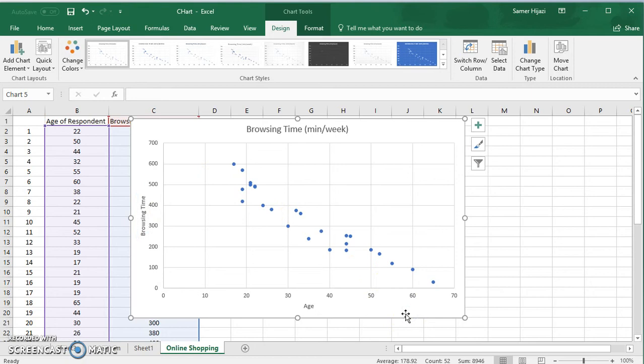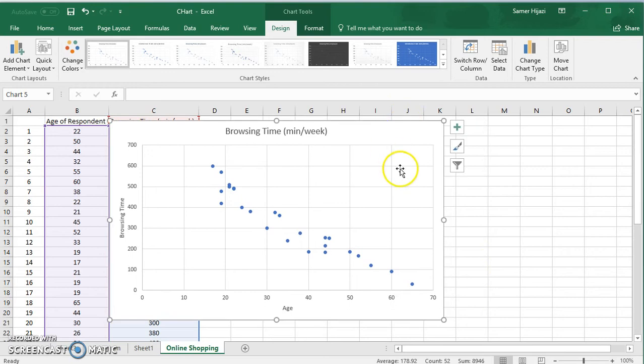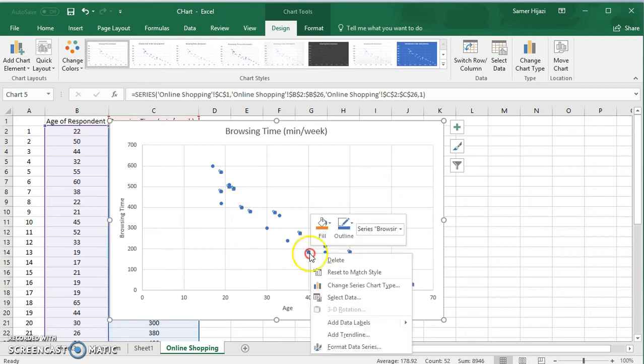Now, we can graph the line of best fit. We can graph that line and we can find the equation of that line. But of course, Excel can do all that for us. So in order to do that, we need to click on one of the dots to select the dots first, right click, and you will see that we have an option here called Add Trendline.